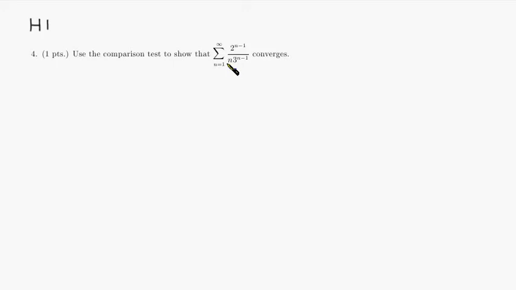So this is our a_n. We have to come up with something to compare with. So a_n is 2 to the n minus 1 over n times 3 to the n minus 1, right? Then we have to come up with something that we compare with, and hopefully something bigger than this guy.